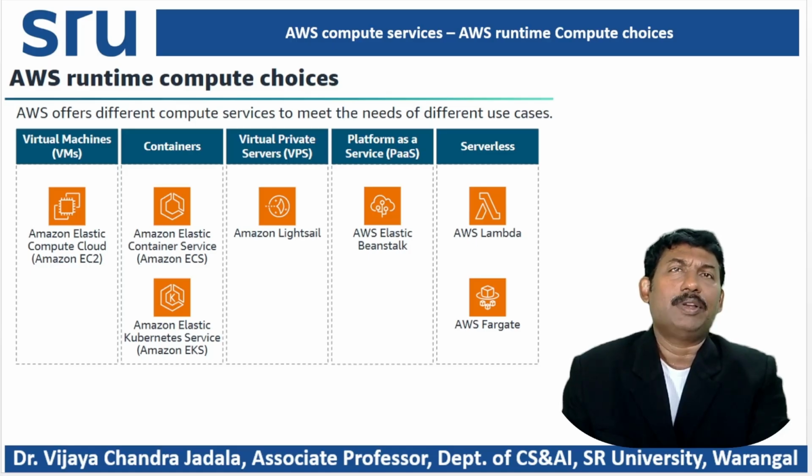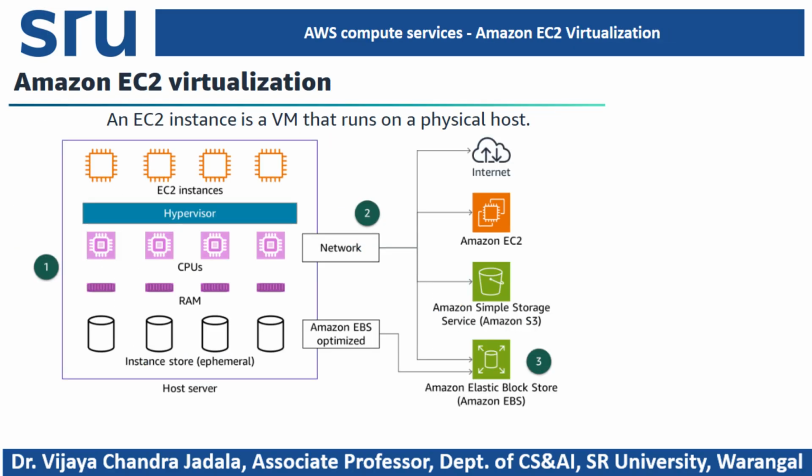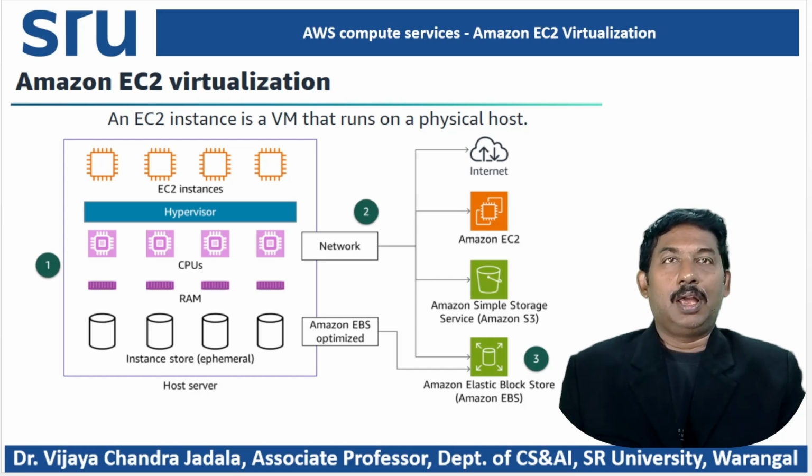Then comes Amazon Elastic Container Service, Amazon Elastic Kubernetes Service, AWS Fargate and Amazon Elastic Container Registry. These all come under the container-based services. Among them, the ones we generally use are Amazon Elastic Container Service, that is ECS, and Elastic Kubernetes Service, EKS.